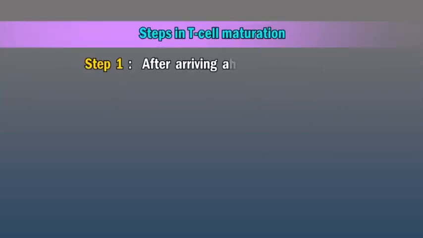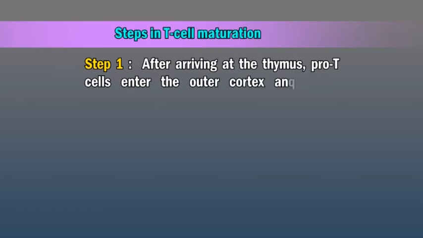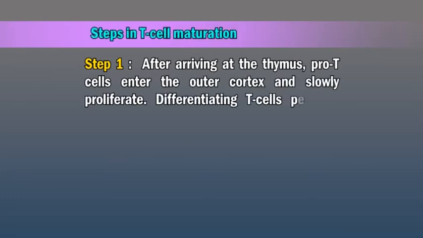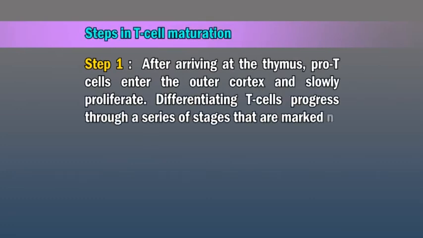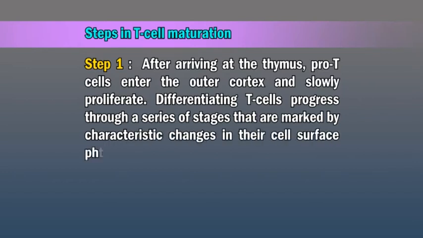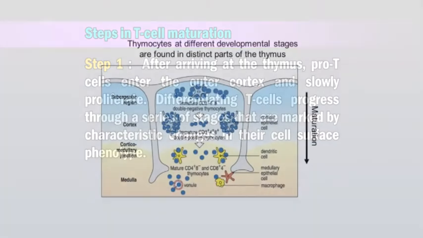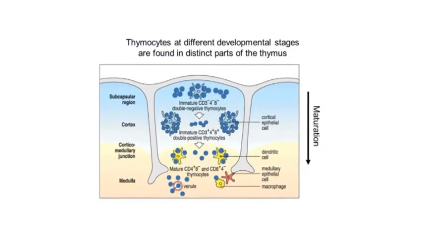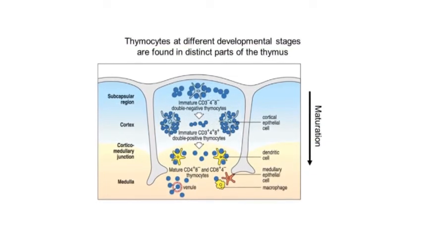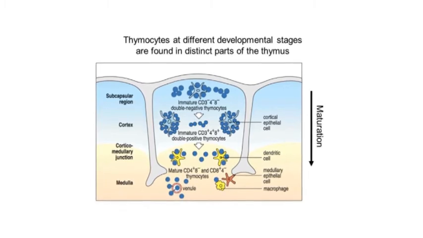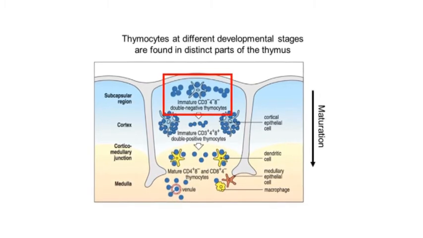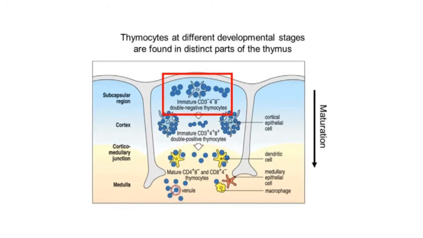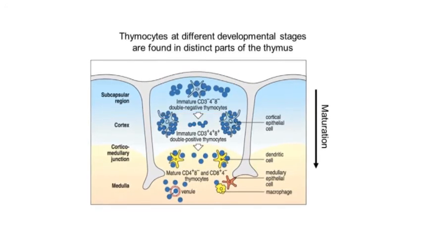Step 1. After arriving at the thymus, pro-T cells enter the outer cortex and slowly proliferate. Differentiating T cells progress through a series of stages that are marked by characteristic changes in their cell surface phenotype. For example, thymocytes early in development lack detectable CD4 and CD8. Because these cells are CD4 negative, CD8 negative, they are referred to as double negative or DN cells.